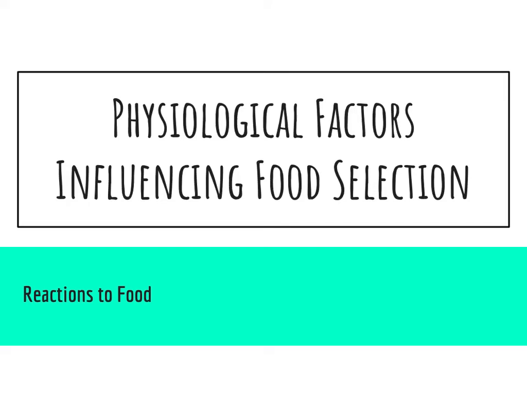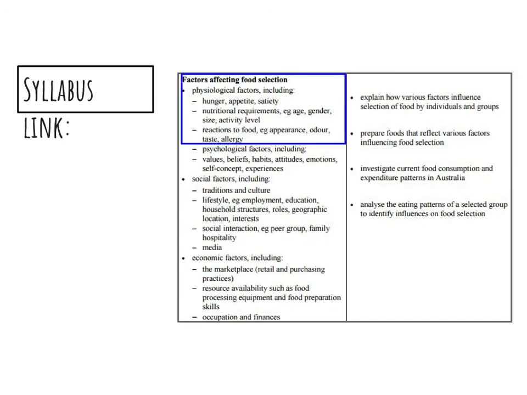This presentation is the second dot point relating to the physiological factors that influence food selection, and it will be focusing on reactions to food. So in terms of your syllabus links, we have looked at hunger, appetite, and satiety, and we've also looked at nutritional requirements including age, gender, size, and activity level.